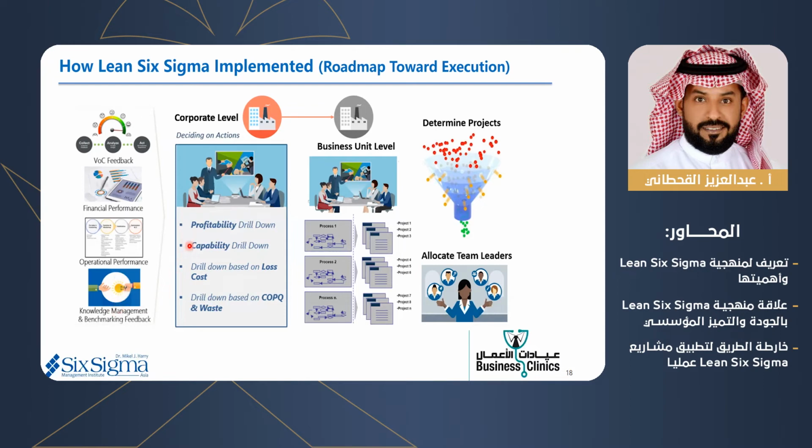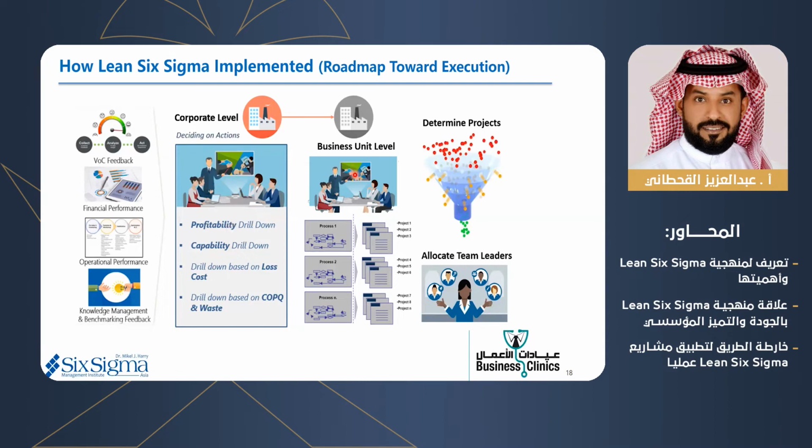Then it will go to, let's say, the corporate level, which is the executive level or the owners of the organization. They will look at the profitability. Is it impacting the profitability? Is it impacting the capability? That means we are not meeting our target all the time. Or it is based on cost and we need to reduce the cost. So once the management agrees, the decision will be taken that yes, it is a problem and we need to solve it.